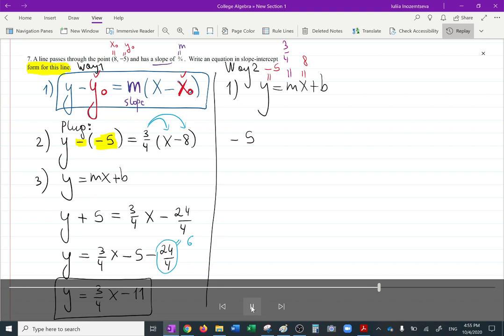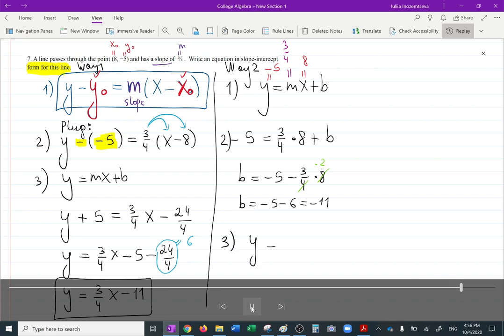Step 2 is the same. Plug everything in. Minus 5 equals 3/4 times 8, that's my x, plus b. Solve for b. B is on the right hand side. So b equals minus 5 minus 3/4 times 8. Well, what is 3/4 times 8? 8 over 4, that's 2, times 3, that's 6. So b is minus 5 minus 6, which is minus 11, which we had before.